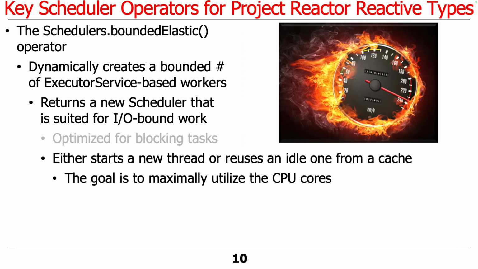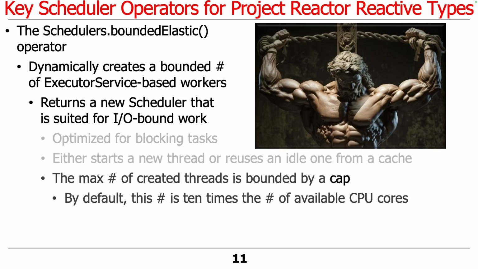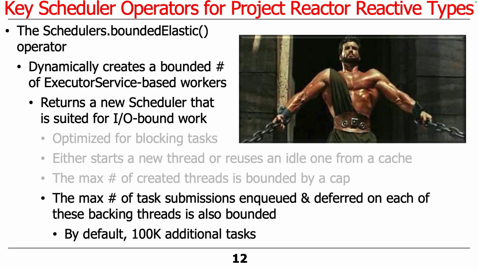So the goal here is to maximally utilize CPU cores. The max number of created threads is bounded by a cap, and by default, this cap is 10 times the number of available CPU cores. I don't know whether there's a way to address that. Basically, there's also some bounding on the amount of queuing that can take place. So it's a bounded elastic. It's not an unbounded elastic implementation.